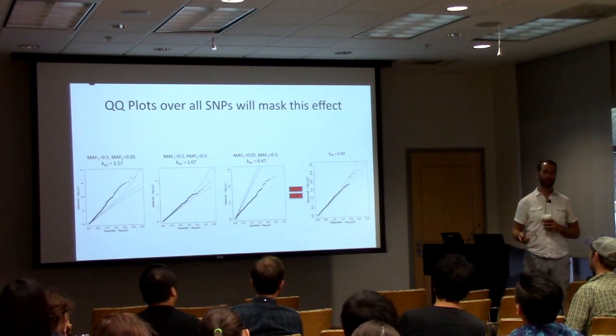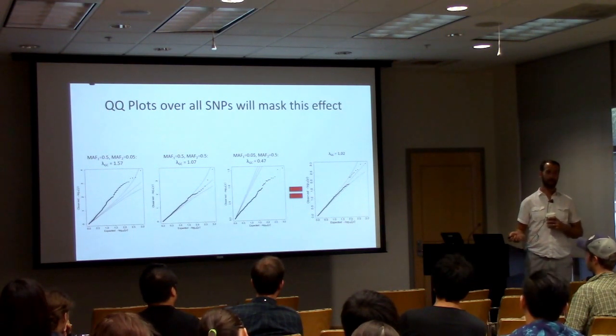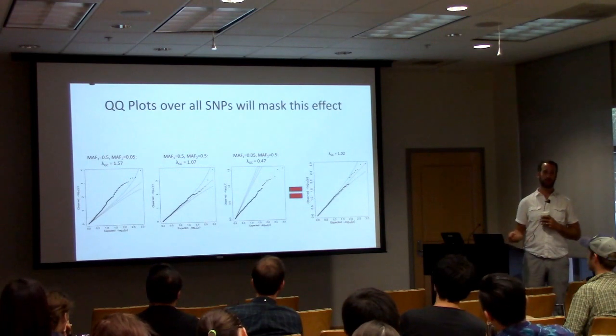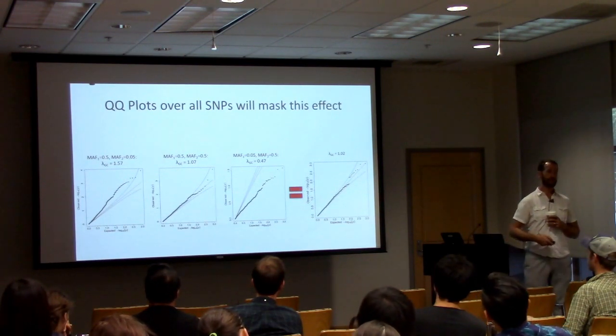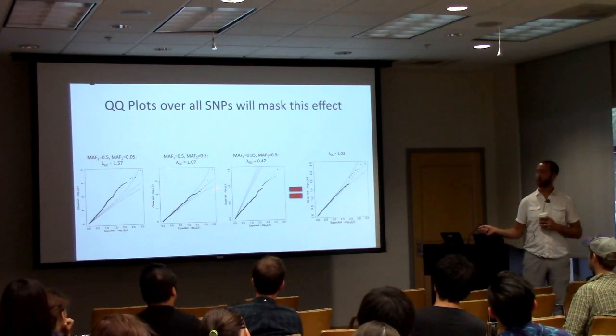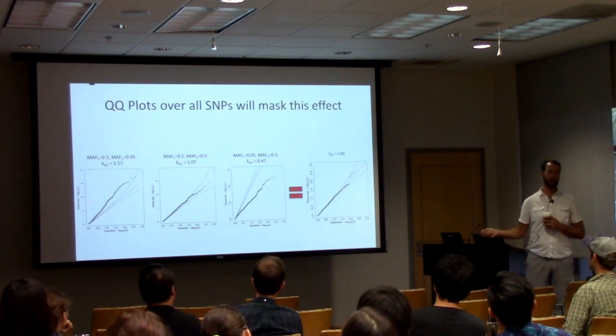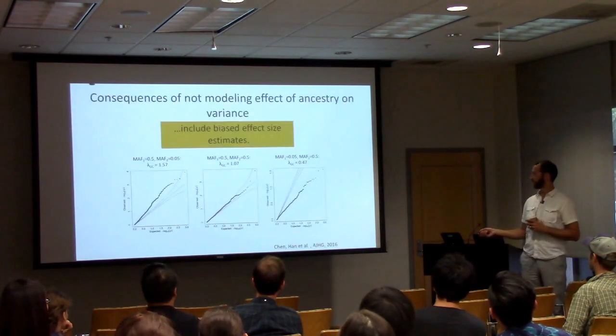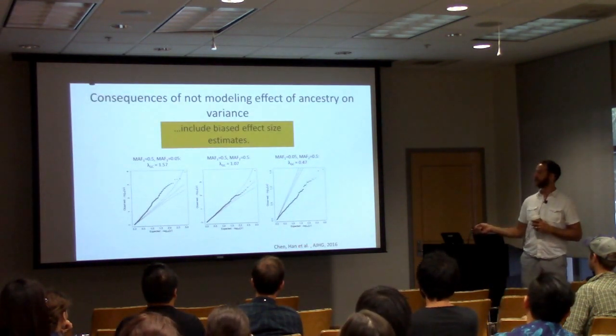And the sinister fact of this problem is that the tool that we most commonly use to diagnose inflation in GWAS is this QQ plot, and we never split our SNPs by minor allele frequency in the different populations when making these QQ plots until we saw it first in this paper.